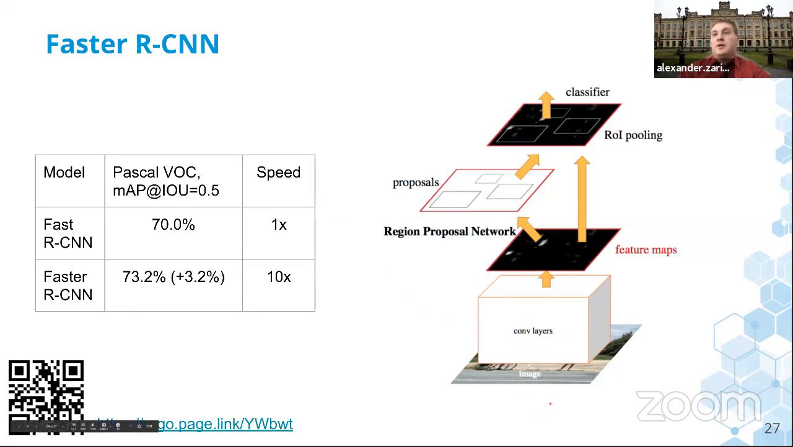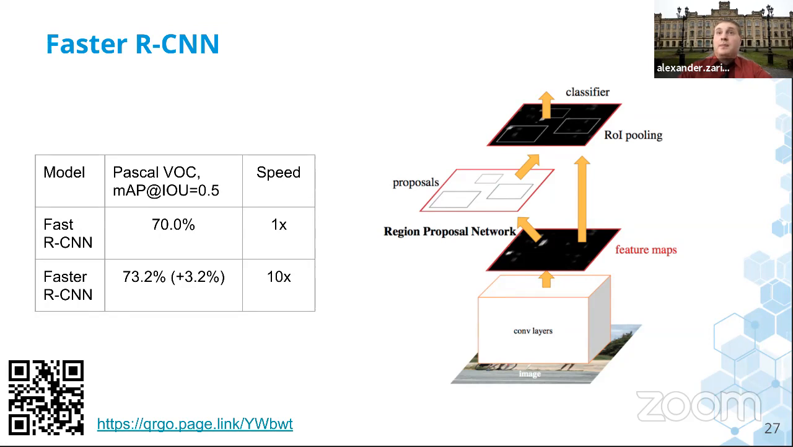We process our image with a convolutional neural network and get some features. Then we use these features to generate our proposals with a subnetwork, which they called the region proposal network, or RPN for short. And then we use these proposal regions to crop these features and classify them with the second stage.